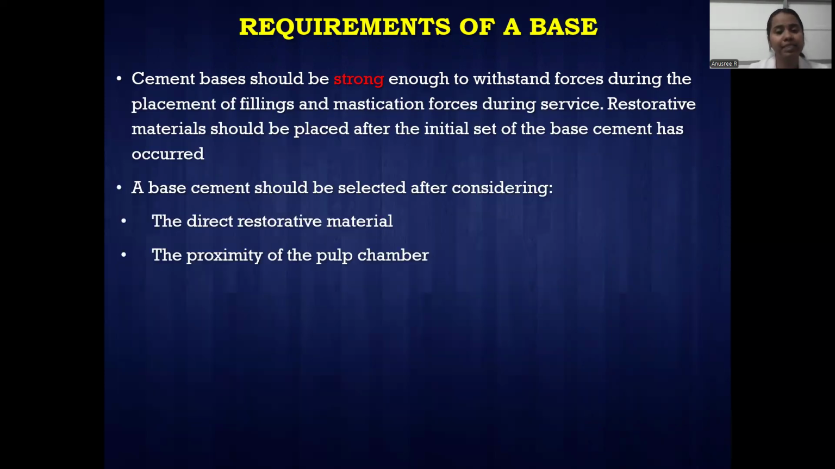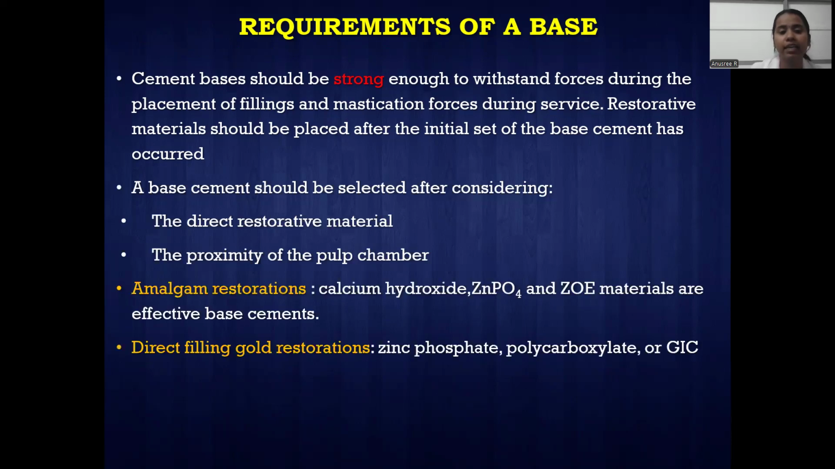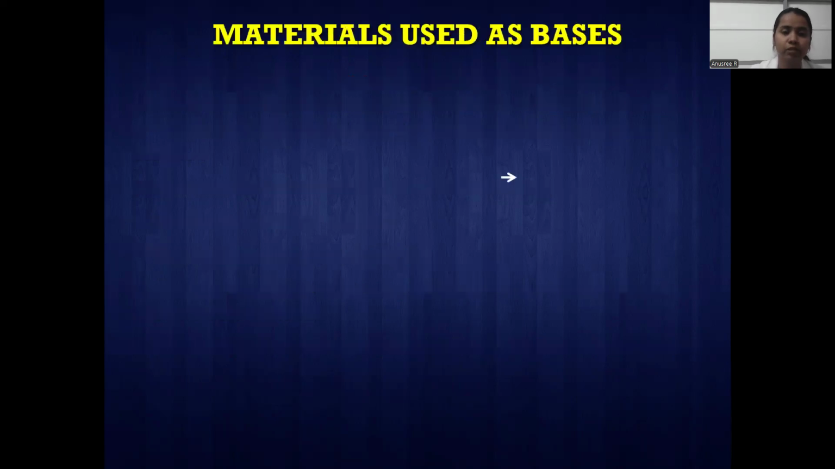Base cement should be selected after considering the direct restorative material and proximity to the pulp chamber. In case of amalgam restoration, the most commonly used bases are calcium hydroxide, zinc phosphate, and zinc oxide eugenol cement. In case of direct filling gold restoration, zinc phosphate, polycarboxylate, or GIC can be used.